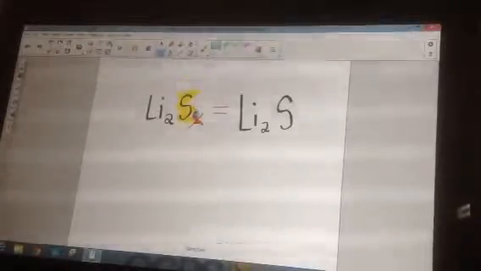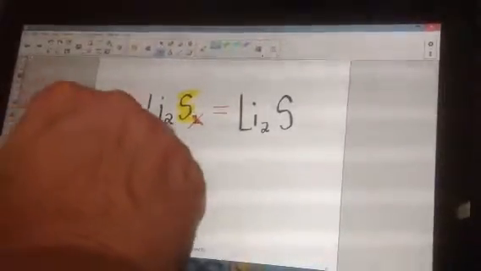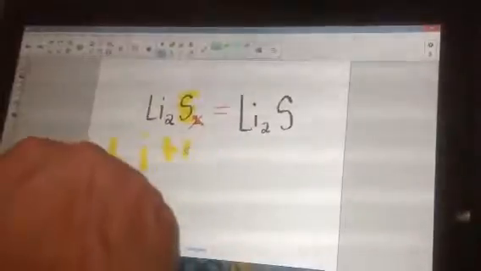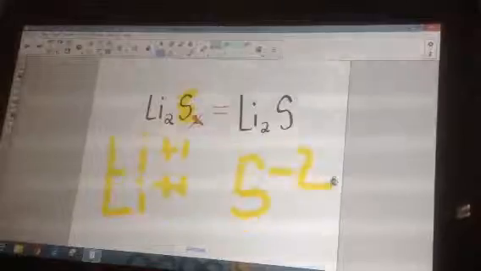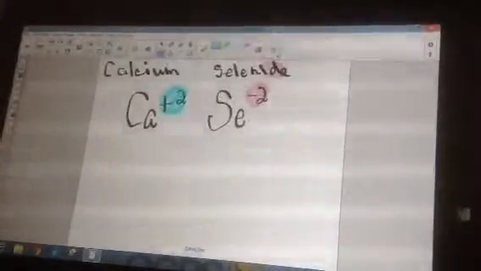So I've got an Li, and I have 2 of them for 1 S. So that is because Li had a +1 charge, and it takes 2 Li's to balance out the charge of 1 S. 2 Li's will balance out the charge of 1 S.